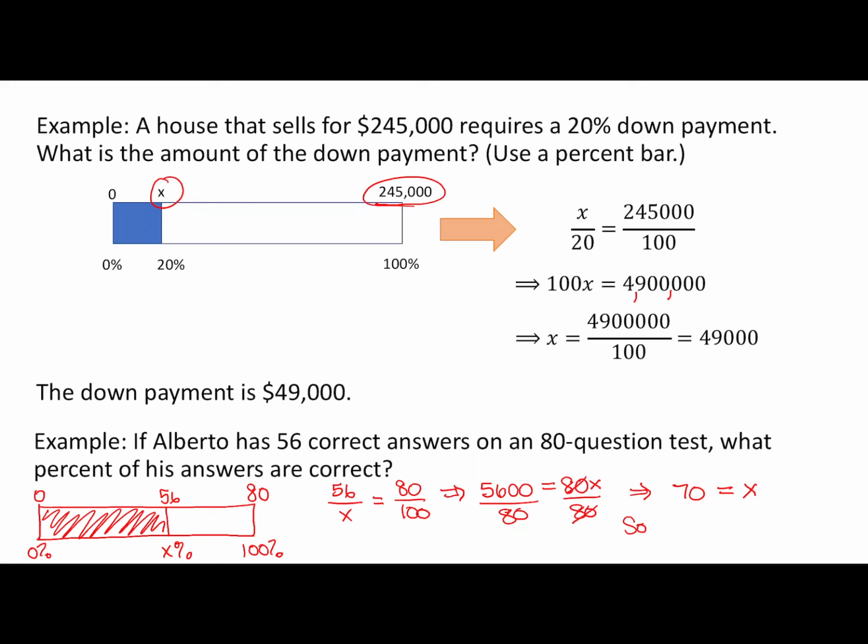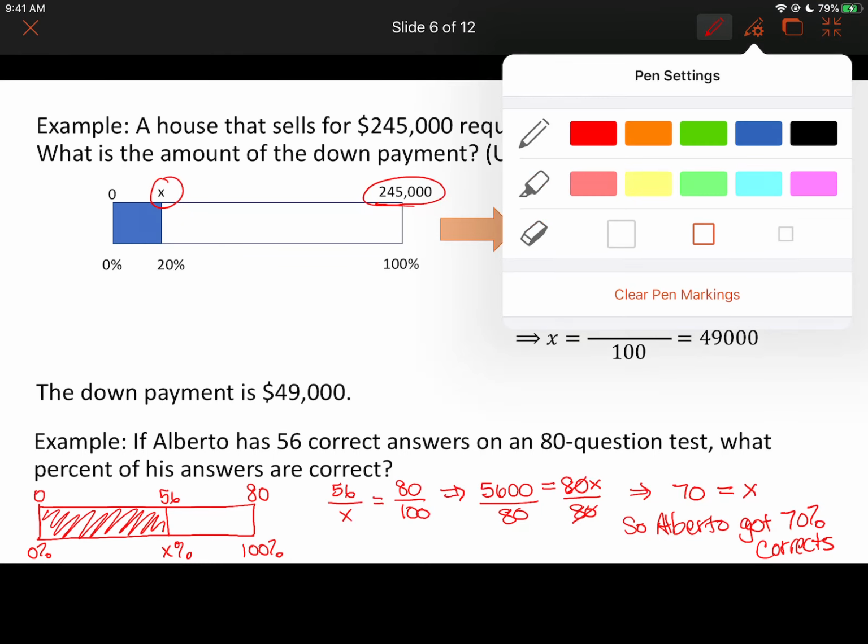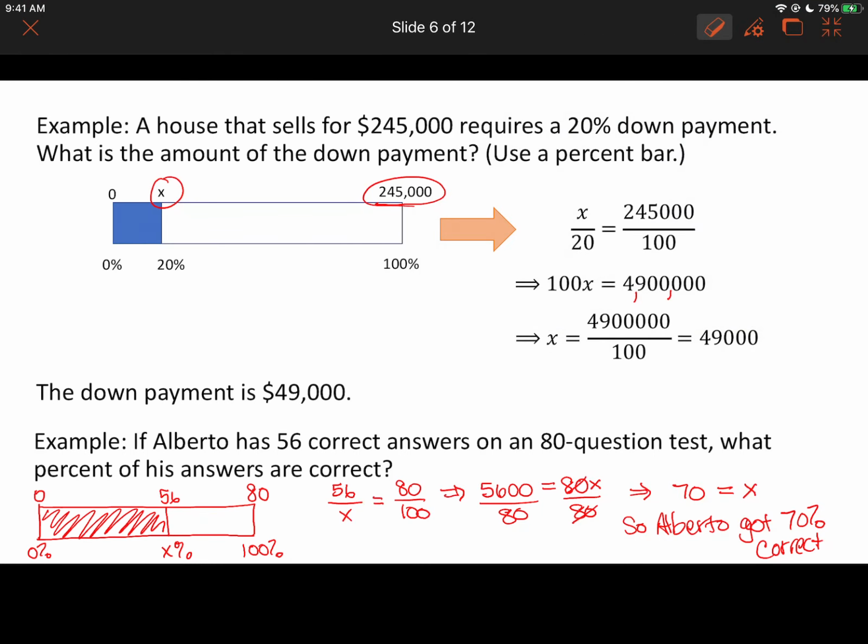So Alberto got 70% correct. Or corrects if you can't spell. There we go.